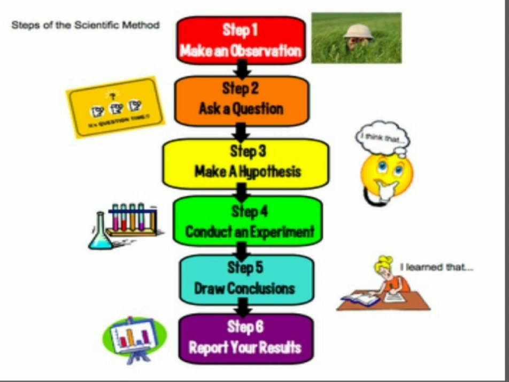The fourth step is to conduct an experiment. After making a hypothesis, we have to make a list of the materials needed to complete our experiment and create a written plan for carrying out the investigation. Step 5 is to draw conclusions. After completing the experiment, you have to draw your conclusions about the experiment you've done. Lastly, you have to report your results.